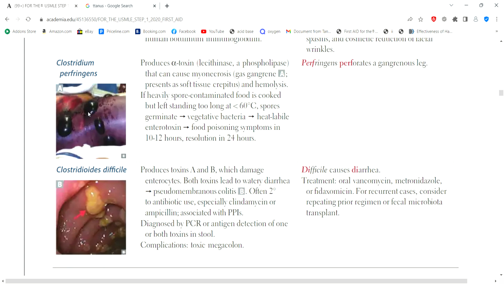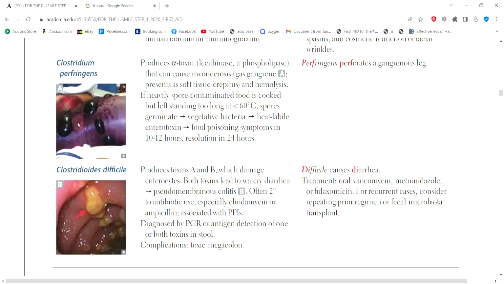So C. difficile causes diarrhea. Treatment is oral vancomycin, metronidazole, or fidaxomicin.